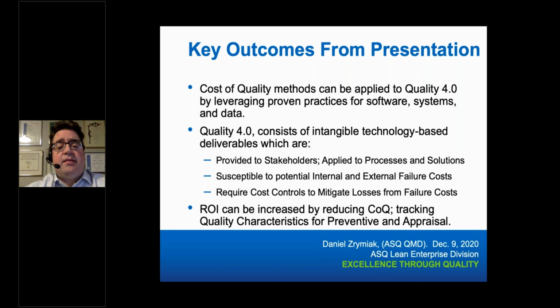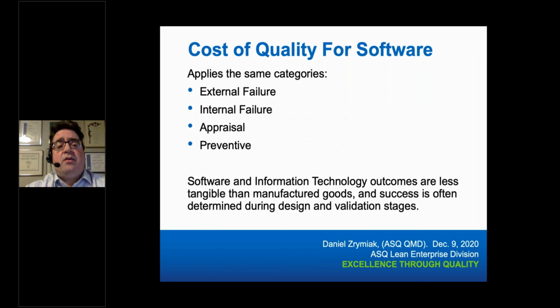This is with the hypothesis that the return on investment of any initiative, but particularly Quality 4.0, can be increased by reducing the cost of quality, which in turn biases a higher focus on preventive and appraisal categories and actions that will bring down the failures, not only making the costs lower, but also more predictable. So in software, same categories that we're accustomed to. And in addition to managing the costs, there's also the recognition that because software and information technology are less tangible, they are not finite.